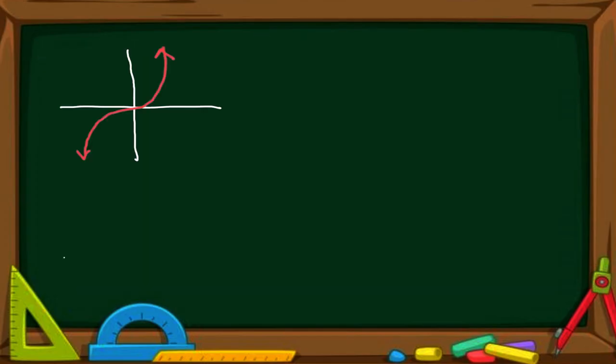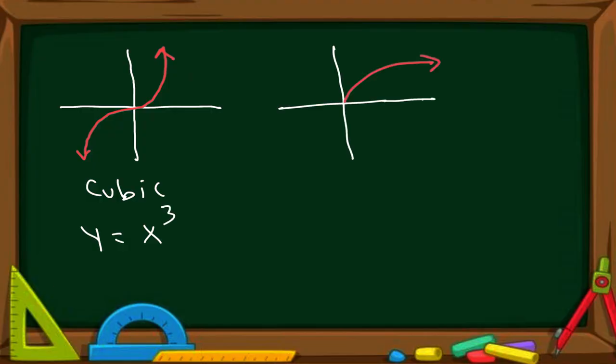Now let's look at the next example. This is called a cubic function, and the parent graph for that is y is equal to x cubed. Next we have this one. This is y is equal to the square root of x, and it's a radical function. You can also call it a square root function.